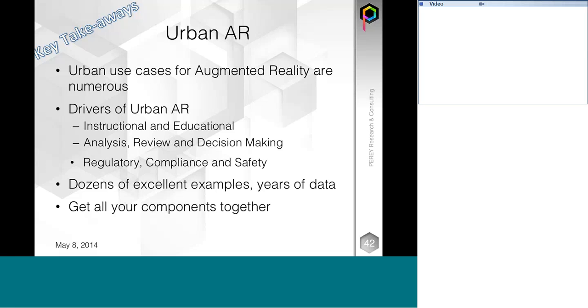What are some of the drivers of urban AR? Well, you can provide information just of an instructional or informational nature. You can also do analysis and forecasting and help people participate in a decision-making process, especially where the information is very, very complicated for people to see. You want to be able to simplify it for them so that they can make safe, good decisions.